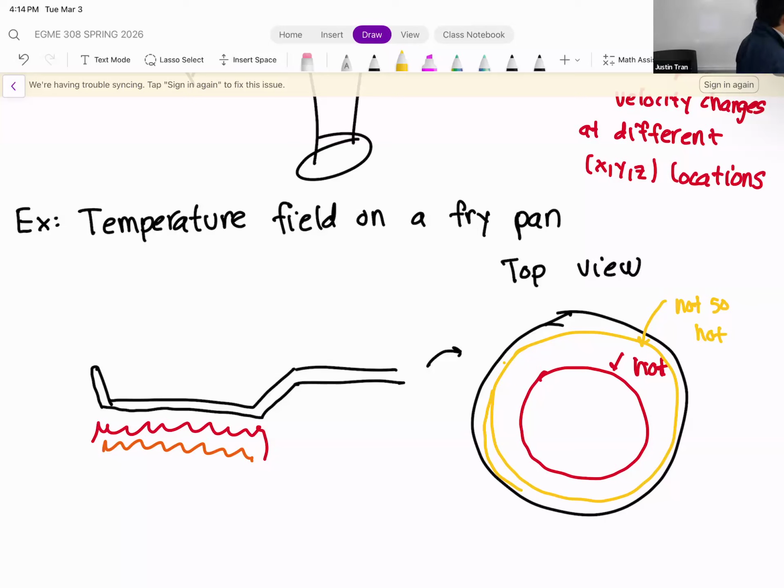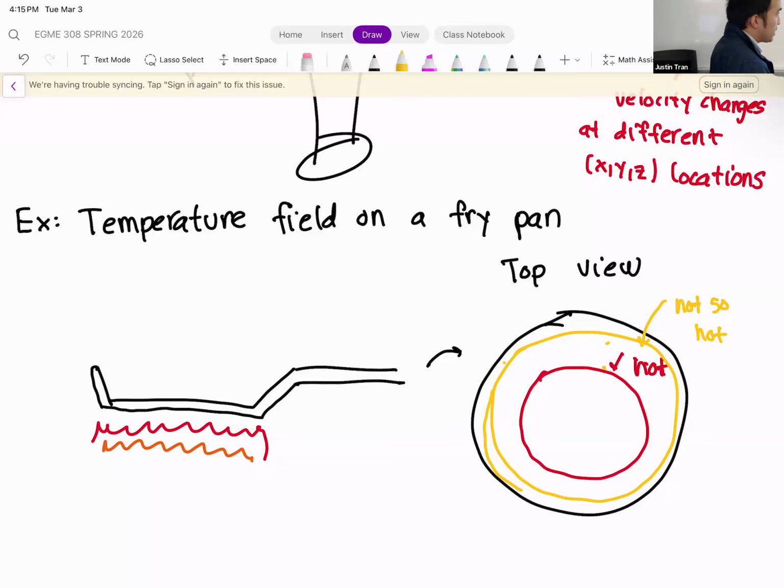And if you have a good quality fry pan, then even if you have a burner that does not uniformly distribute heat, the fry pan should do a pretty good job of distributing the heat. If you look at the difference in temperature between the hot spot and the not so hot spot, it shouldn't be that great. Okay.